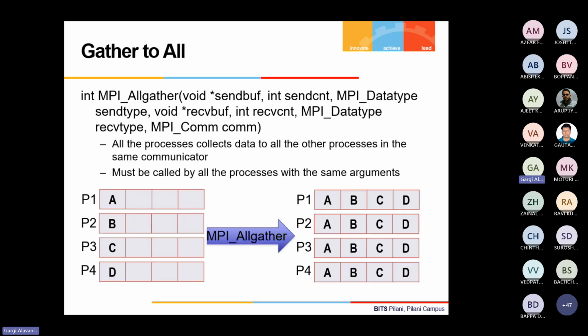Next one is gather to all. Here, all four processes have one element each, and now all the processes in that communicating world want to communicate the same data to all the other processes. So here we use allgather. So here again: send buffer, send count, data type, receive buffer, receive count, then the data type and the communicator.